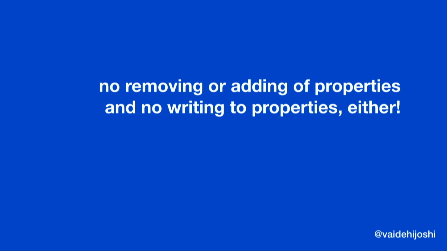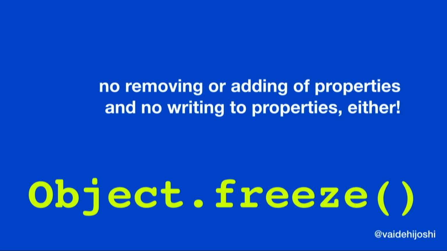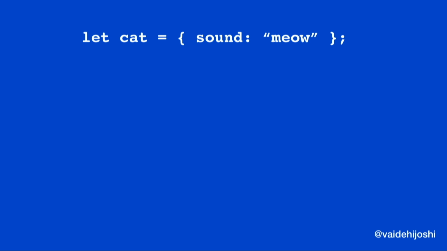But maybe we want to take it a step further. Maybe that's still too loosey-goosey for us. We want to be really strict with this object. Maybe we want to change our object so that no properties can be added or removed, and also you can't write to them either. Well, in this case, you can freeze the object by calling Object.freeze. For example, if we froze our cat, not our cat, just our cat object. I do not advocate freezing cats. This is an ephemeral JavaScript object cat.